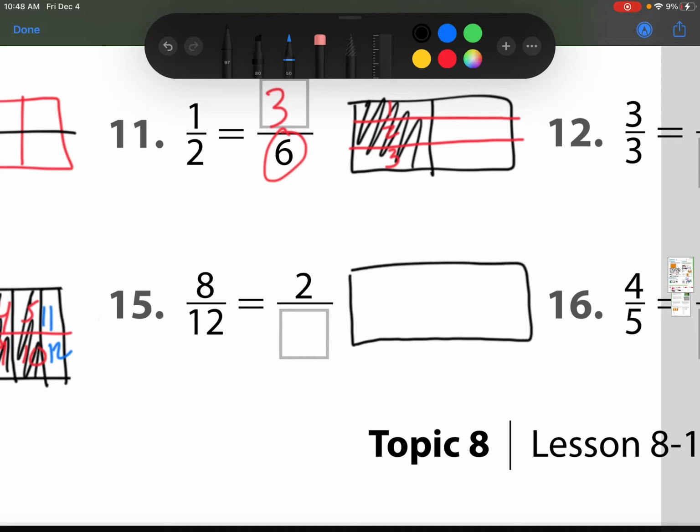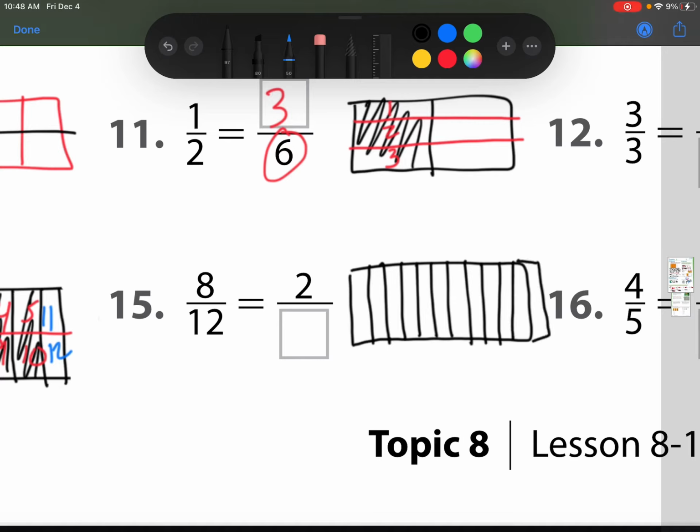So I'm going to break this up by drawing 12 and filling 8 in. So that's 1, 2, 3, 4, 5, 6, 7, 8, 9, 10. And I think that's 12. 1, 2, 3, 4, 5, 6, 7, 8, 9, 10, 11, 12. Yeah. So let me erase those dots really fast.